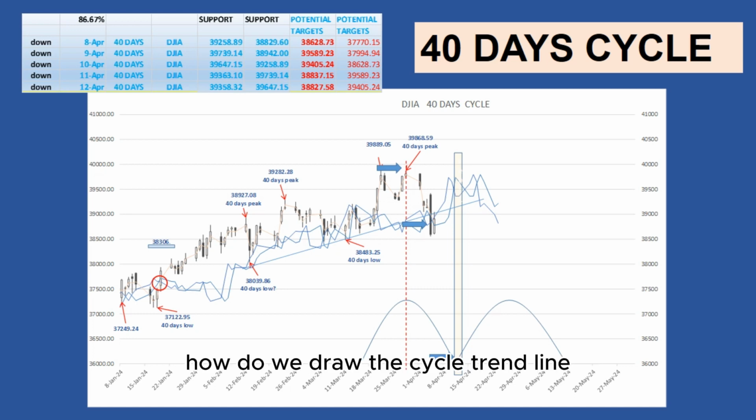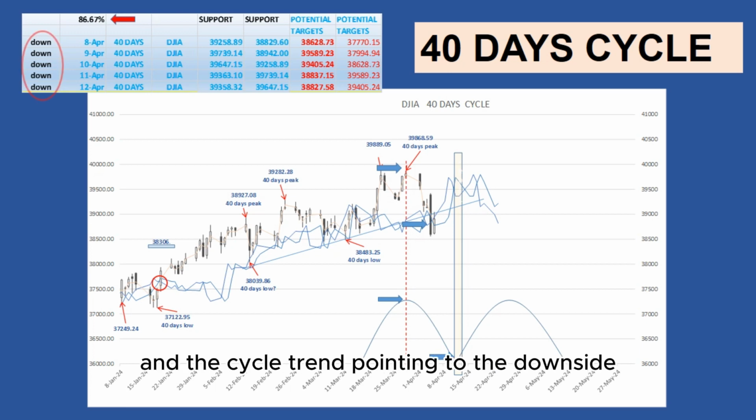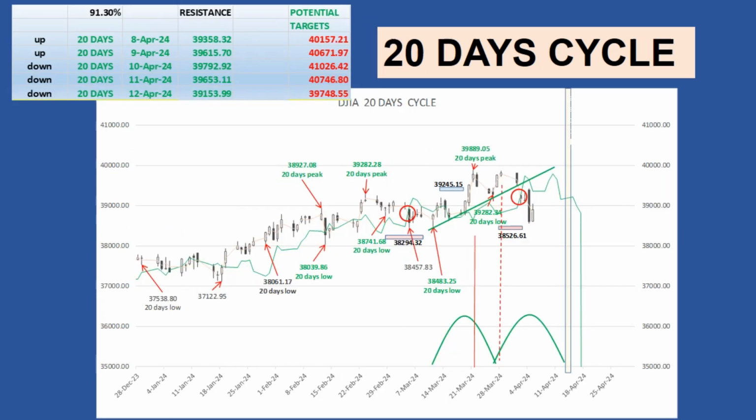How do we draw the cycle trend line? We will see in the 20-day cycle analysis. The 40-day cycle peak formed right on the peak of the cycle, the red dashed line. The success rate is 86% and the cycle trend is pointing to the downside.